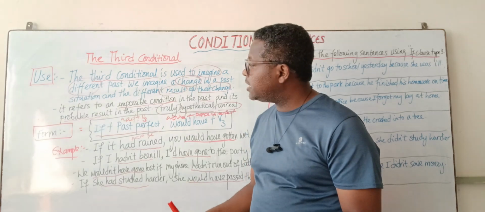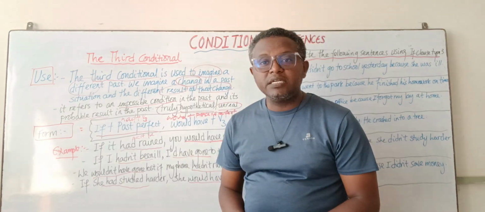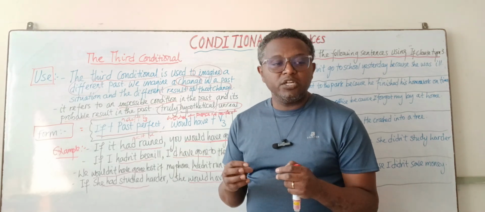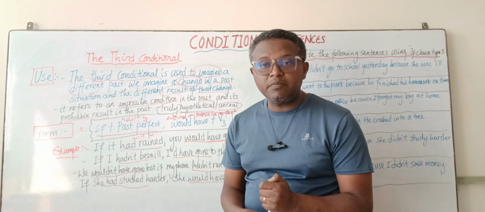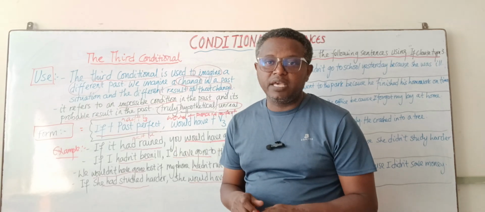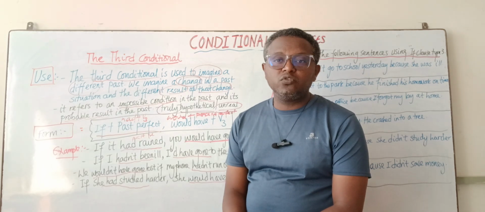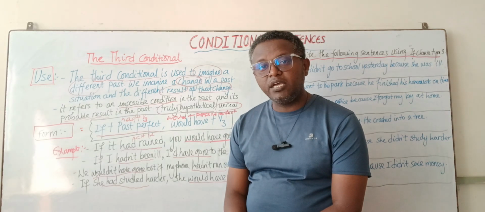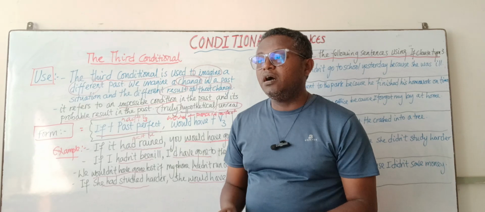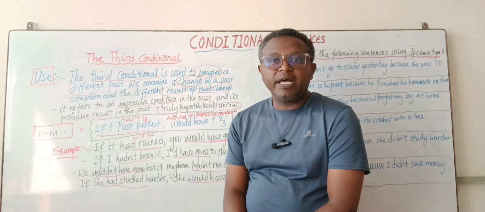So the third conditional, as you can see, is used, okay, in certain situations where we wanted to do better, to perform well in the past, because we are not happy now with the result of the action that we had in the past. So when we want to talk about our past regrets, we use the third conditional, okay? You can say, if I had studied harder, I would have become a doctor, okay? If I had studied harder.